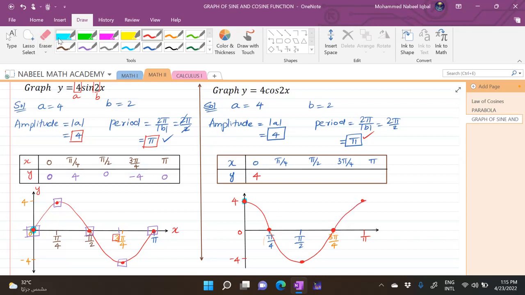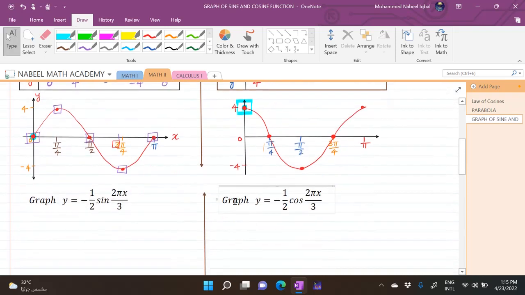So the difference is only the starting point. Cosine always starts with the amplitude and sine always starts with 0. This is the only difference. So we will solve more problems here.